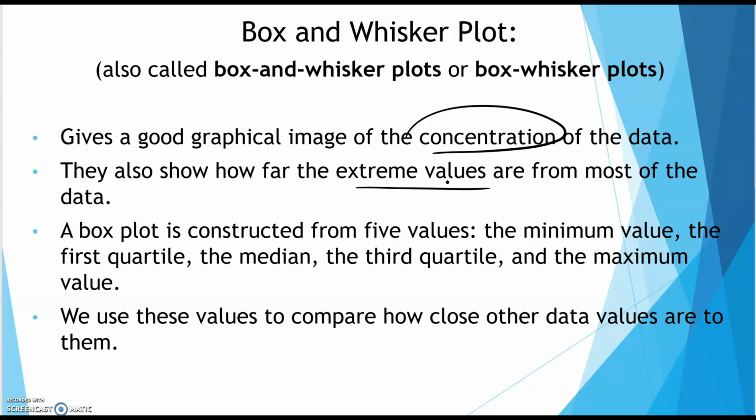Alright, so you need 5 values in order to construct your box plot. You need a minimum value, first, second, or the median, and third quartile. Remember, the second quartile is also called the median. And you'll also need the maximum value. Okay?